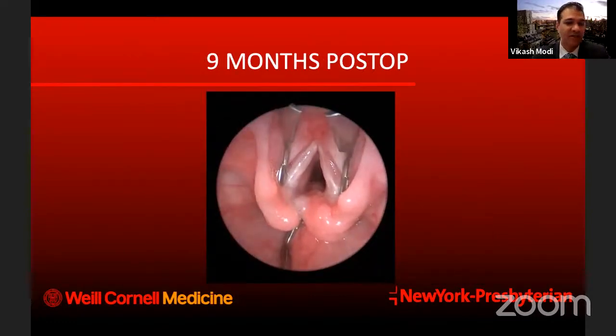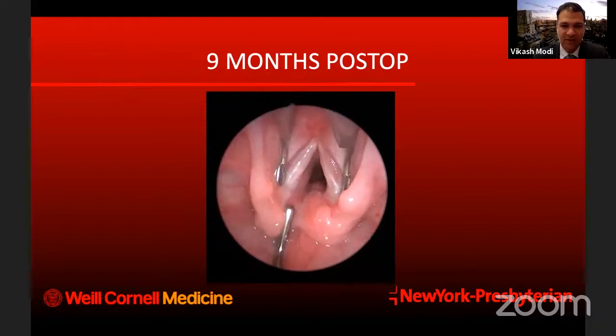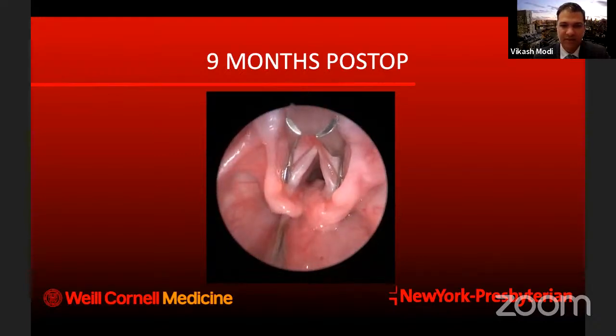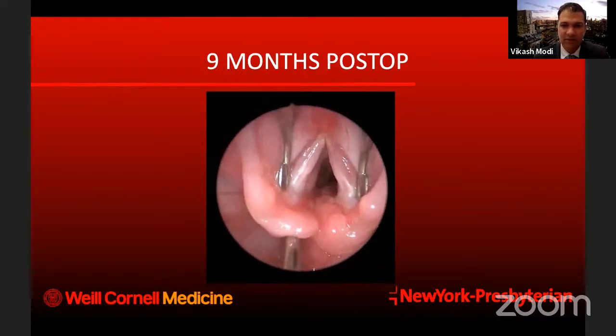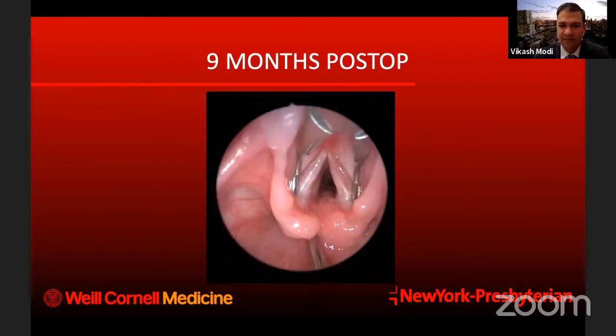This is the day where the child had the G-tube removed, 9 months post-op. And you can see there is still some redundant mucosa there, but this interarytenoid level is intact. The whole area is intact.